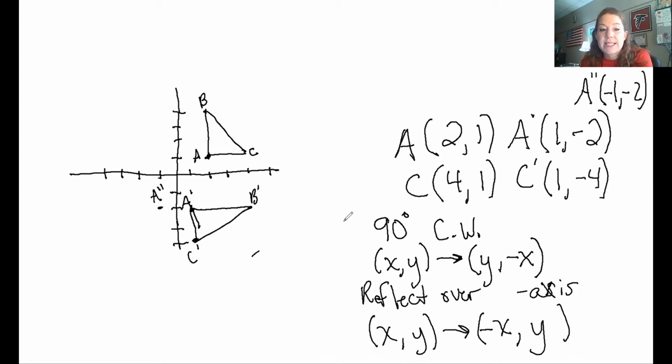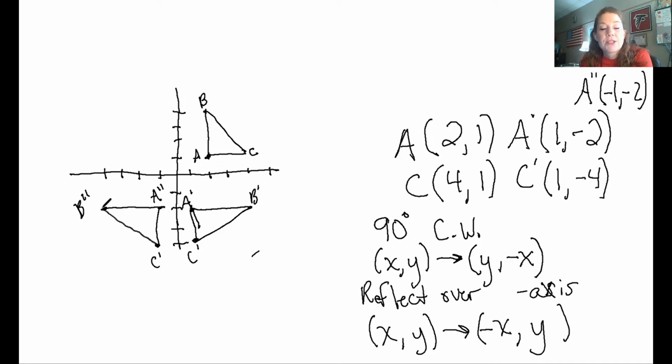And then we have C double prime, same thing. It's going to become -1, -4. And when you reflect, everything's always the same distance from your line of reflection. In this case, it's the y-axis. So if this is 1 space to the right, this one's going to be 1 space to the left once I reflect it. And then my B is going to be 1, 2, 3, 4 from the y-axis. So B double prime is going to be 4 to the left. 1, 2, 3, 4, right there. So it's like a mirror image.